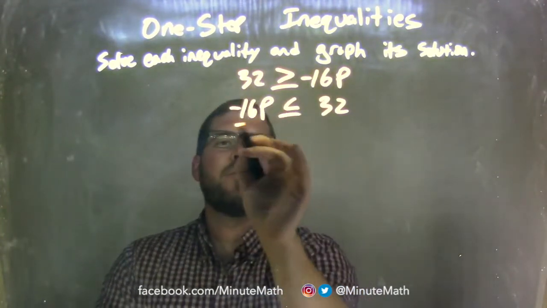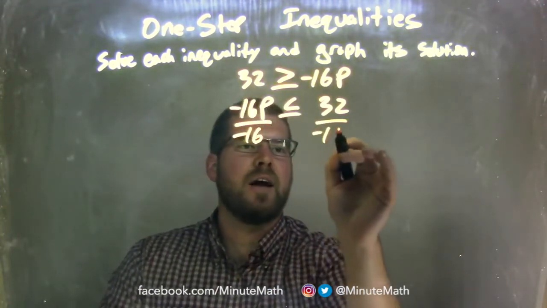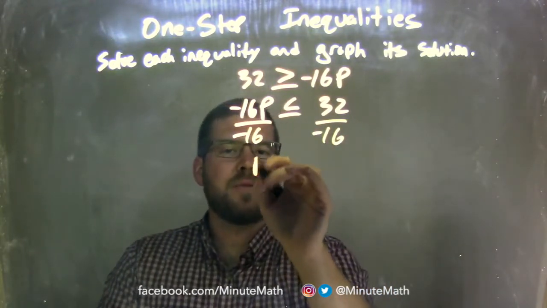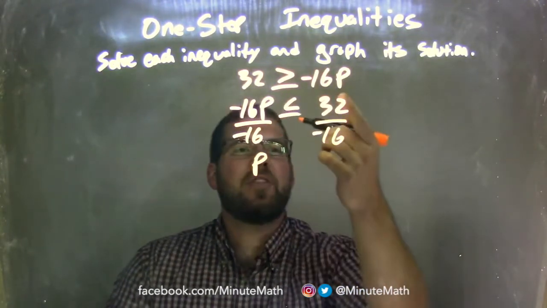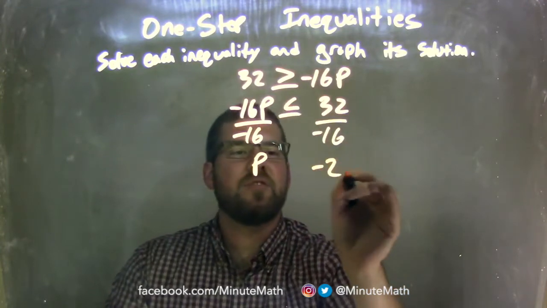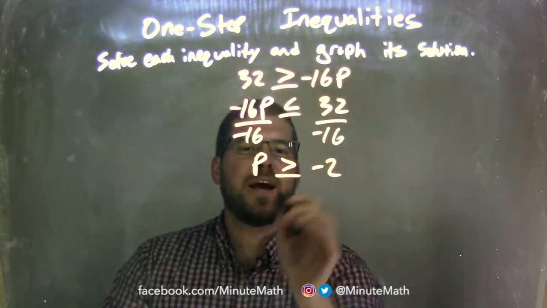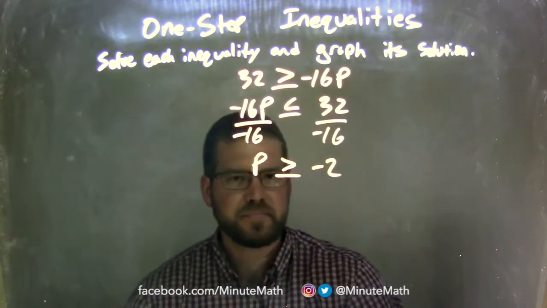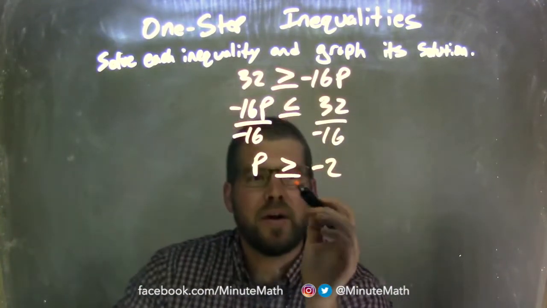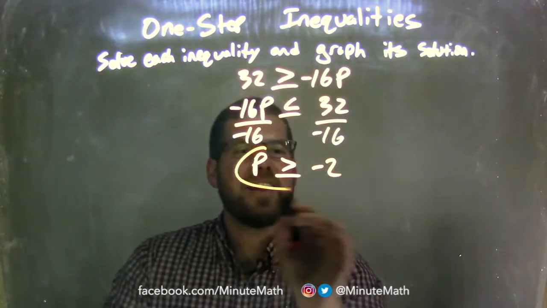Then, from there, I'm going to divide by -16 on both sides. What that does leaves me with a p by itself on the left, and 32 divided by -16 is -2 on the right, but then I have to flip the inequality again. So we have to be careful. We have a double flip going on here. So we have p is greater than or equal to -2, and that is our answer.